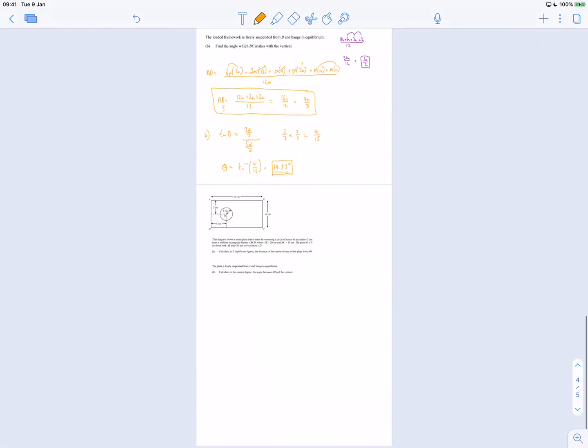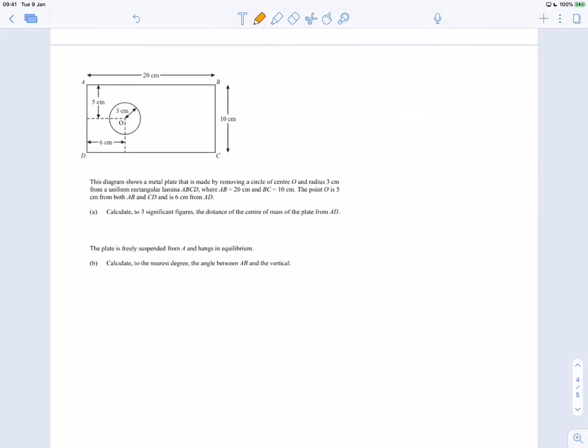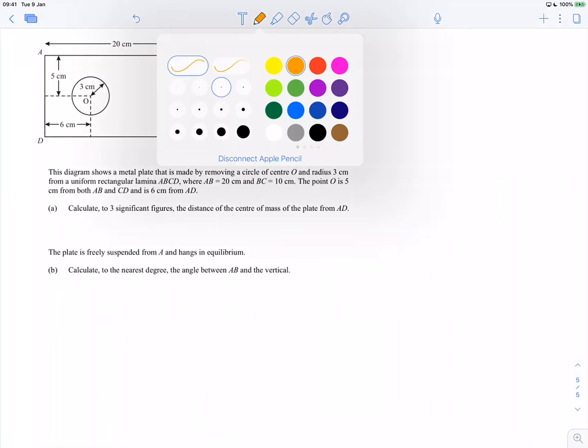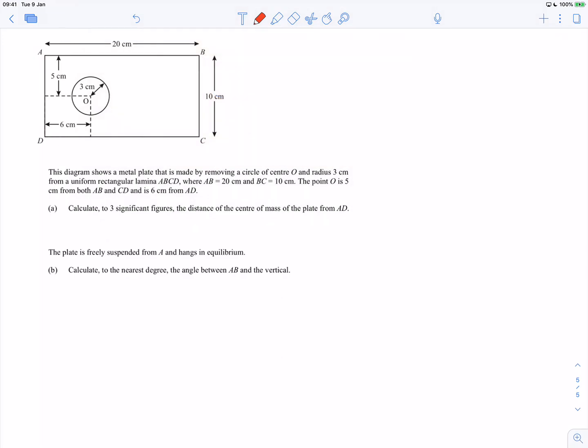Okay, and last one, you want to have a try at this. Pause the video. Okay, the diagram shows a metal plate is made by removing a circle of centre O and a radius 3 centimetres from a uniform rectangular lamina ABCD, where AB is 20 and BC is 10. The point O is 5 centimetres from both AB and CD, and is 6 centimetres from AD. Calculate to 3 significant figures the distance of the centre of the mass of the plate from AD.